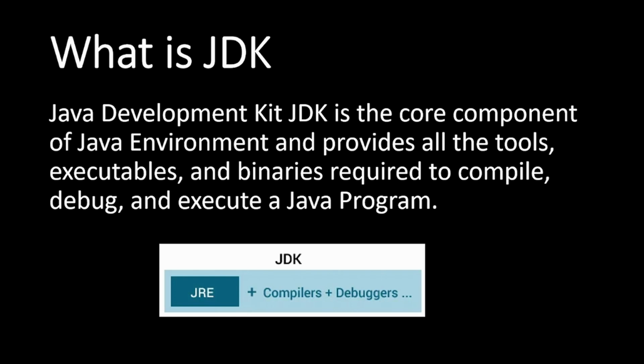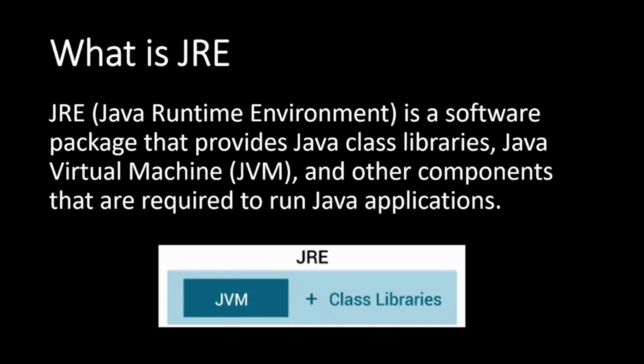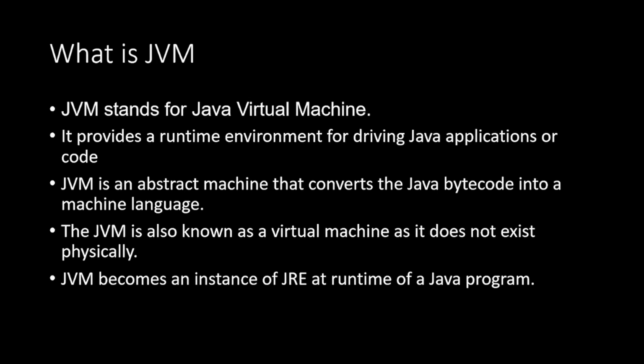As we said, the JDK is composed of the JRE plus compilers and debuggers and Java documentation, and it's used to develop Java programs. The JRE is the Java Runtime Environment, and it's used to run Java programs, and it's composed of the JVM and class libraries. What is the JVM? The JVM stands for Java Virtual Machine. It provides a runtime environment for our Java program.